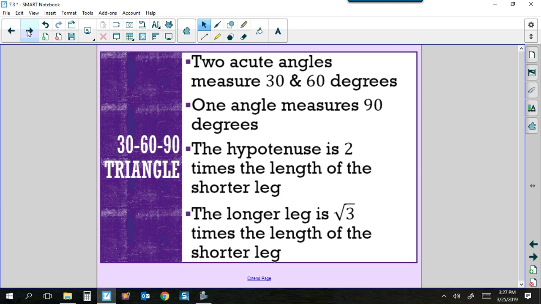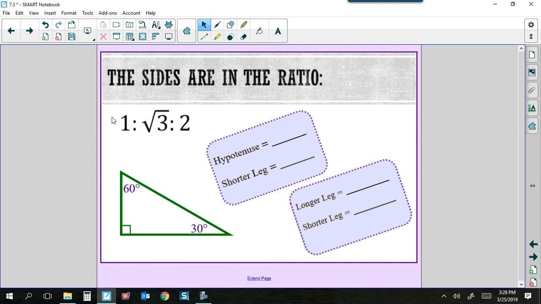So the way we remembered 45, 45, 90 was square root of 2 because you have 2 different angle measurements. Well, this one has 3 different angle measurements, so it must be the one with the square root of 3 in it. Oh, that makes so much sense. Yes. So that's how I always remember which one goes with which as well. So the ratio you're going to have is 1 to square root of 3 to 2.